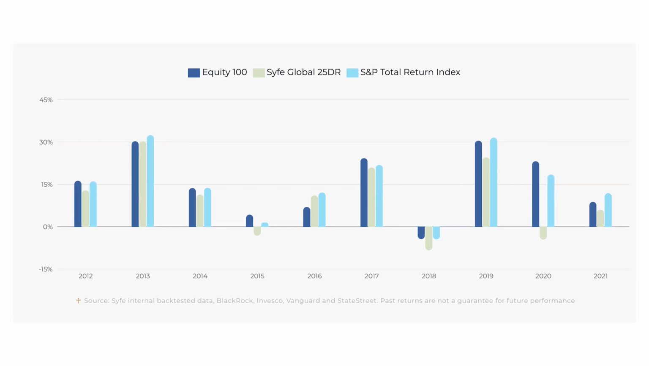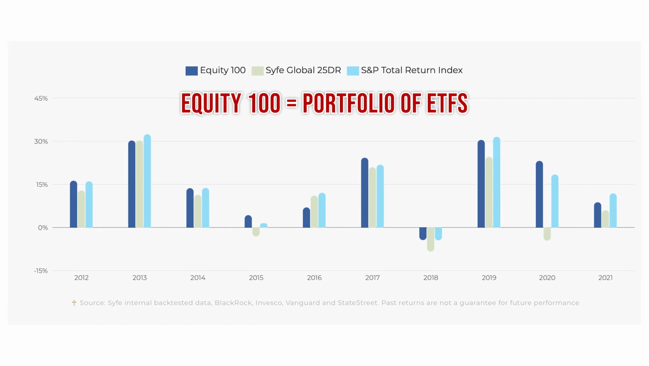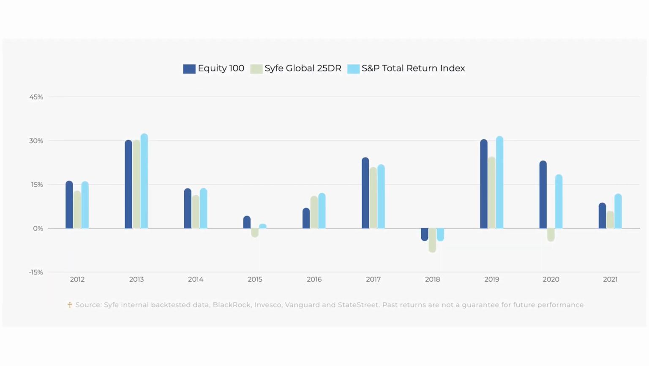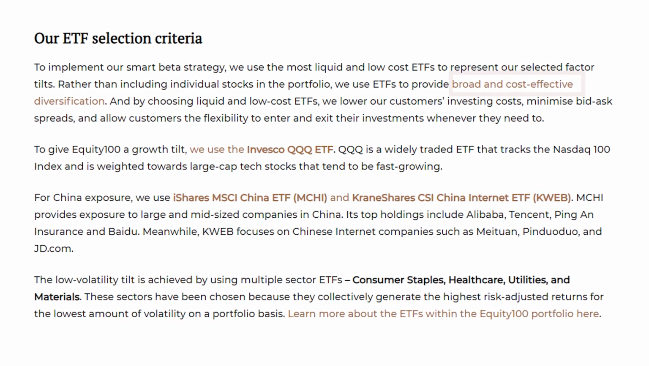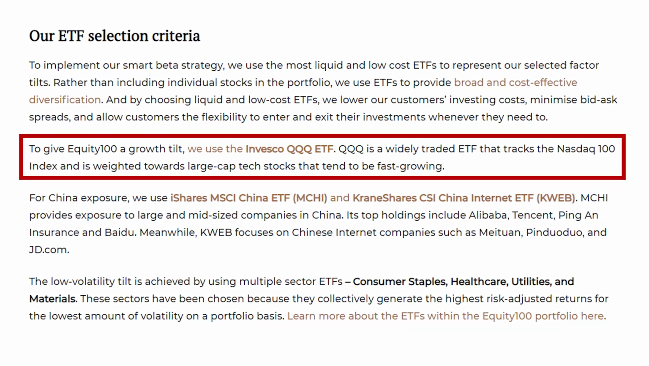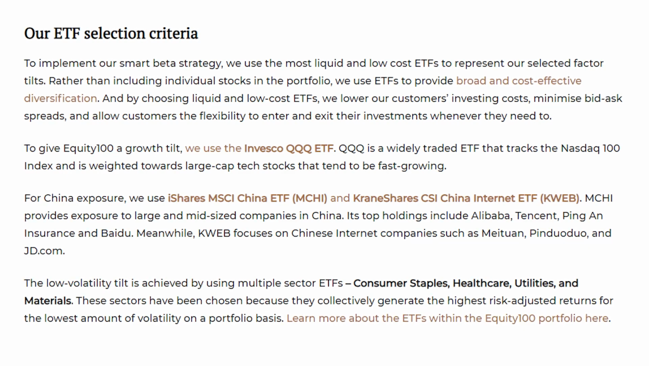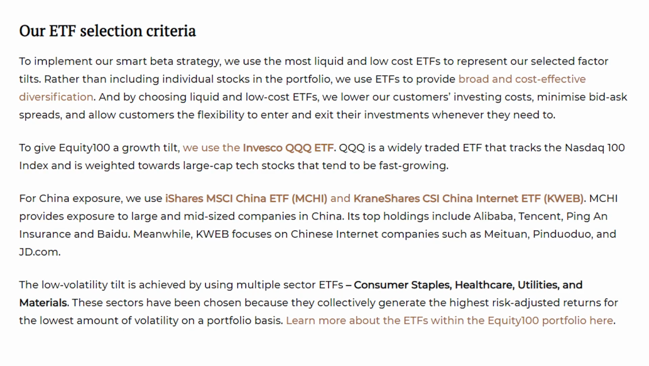So in this section, I actually run through what Syfe Equity100 really is. It's really a portfolio of ETFs. And the key part of what you should understand before investing is this criteria over here. They've mentioned it. I'll highlight a few key parts. Broad and cost-effective, that's an approach. Growth, looking for large caps. And low volatility tilt. Now, when you buy a portfolio, you're leaving it to the portfolio managers' good hands to find what kind of allocations.